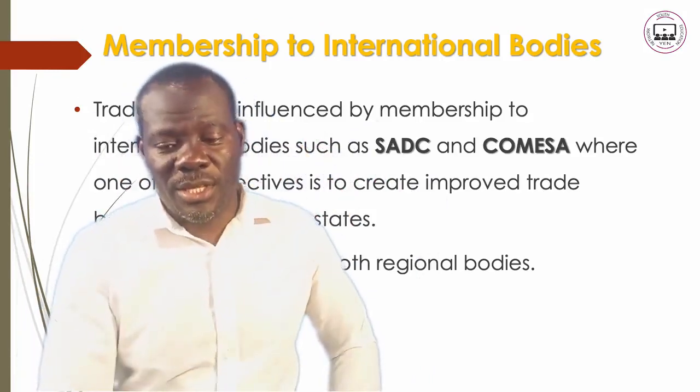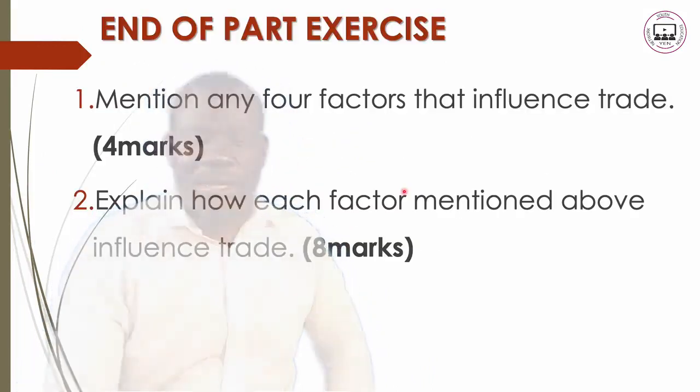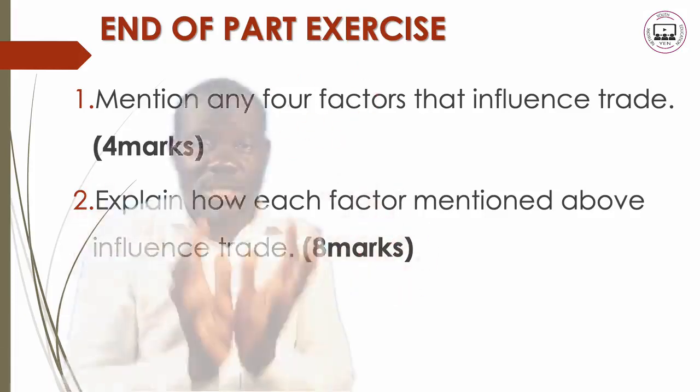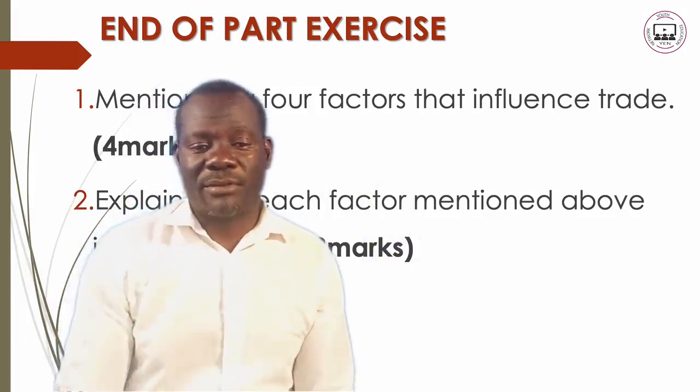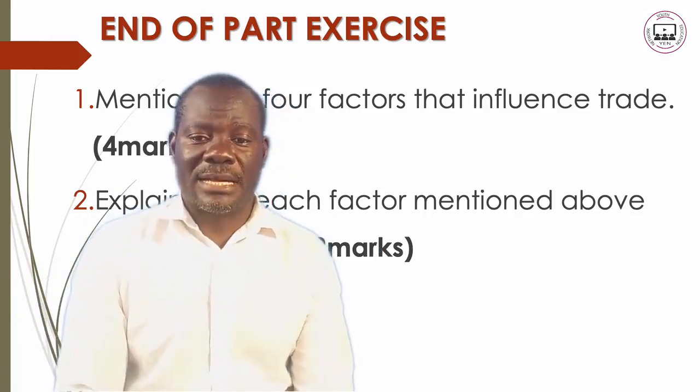Now, to see if you have been following, here is a part 2 exercise. Unit 11, part 2 exercise. There are only 2 questions that I've prepared for you. The first one is: mention any 4 factors that influence trade. This one I've given 4 marks. Then: explain how each factor mentioned above influences trade. How these factors that you have mentioned influence trade. So you have to explain them fairly. So pause, write these 2 questions and try to answer them clearly in your own handwriting.